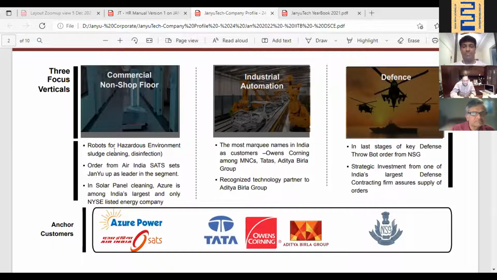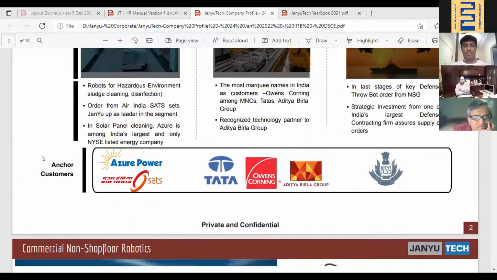In each of these areas, we have some marquee customers like Azure Power, Tata Renewables, and Adani and ABG for solar. Similarly, in industrial automation, we have various companies of the Aditya Birla Group like Hindalco, Grasim, Ultratech, then Owens Corning, a US-based multinational company, and Tata Steel. Then in defense, it's primarily the government as well as DPSUs, Bharat Electronics Limited, etc.